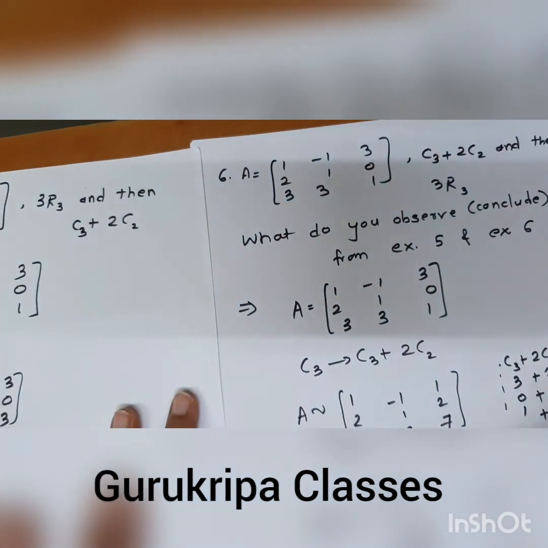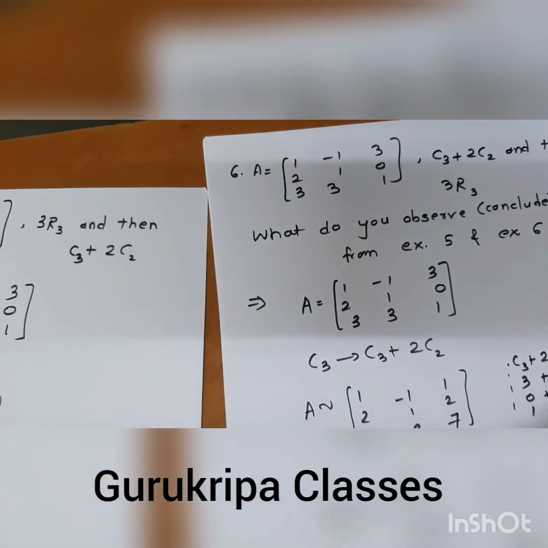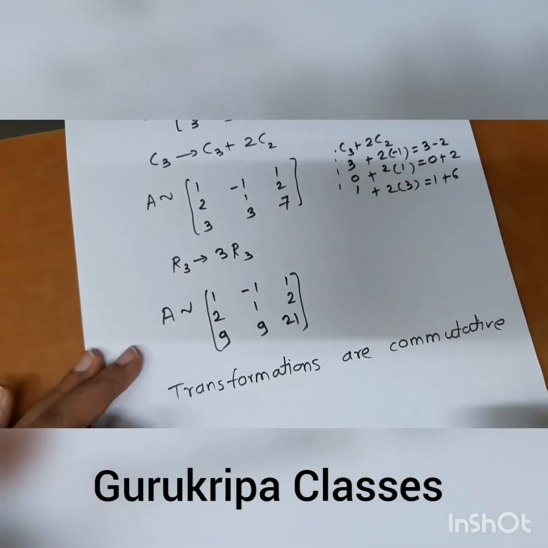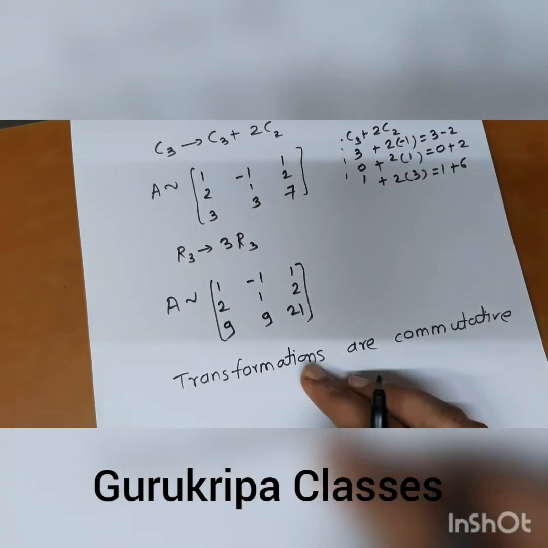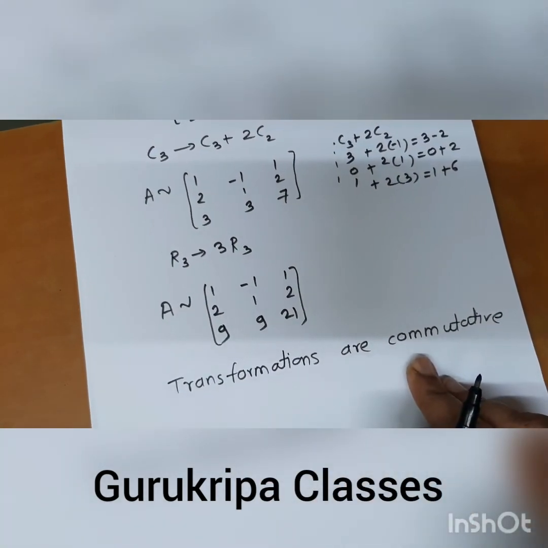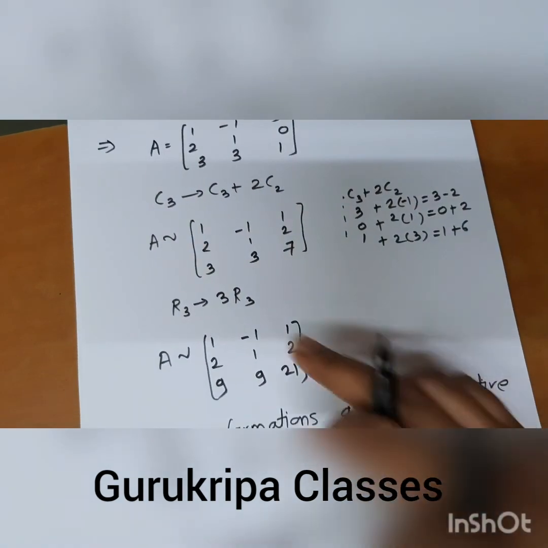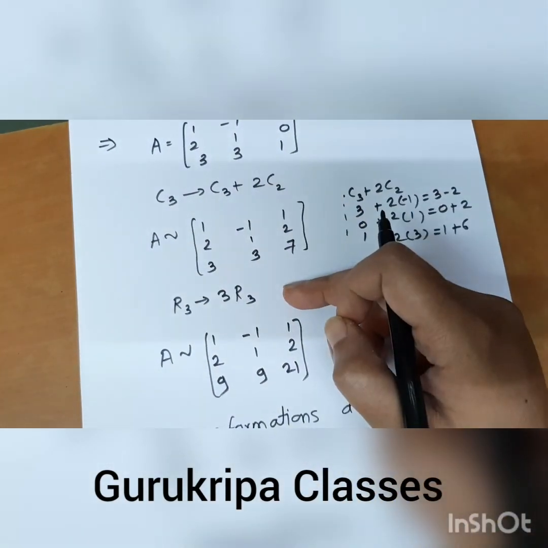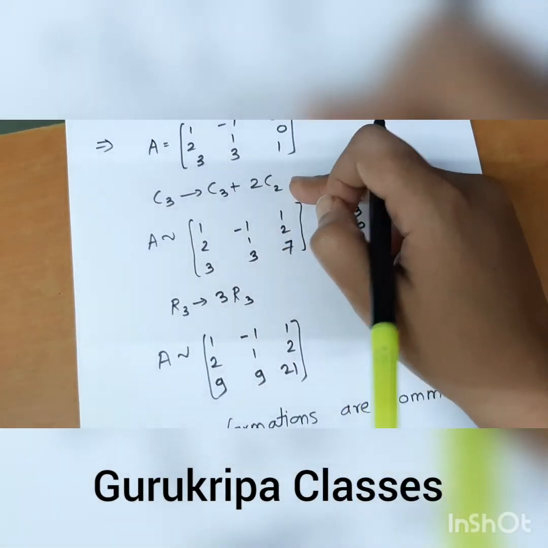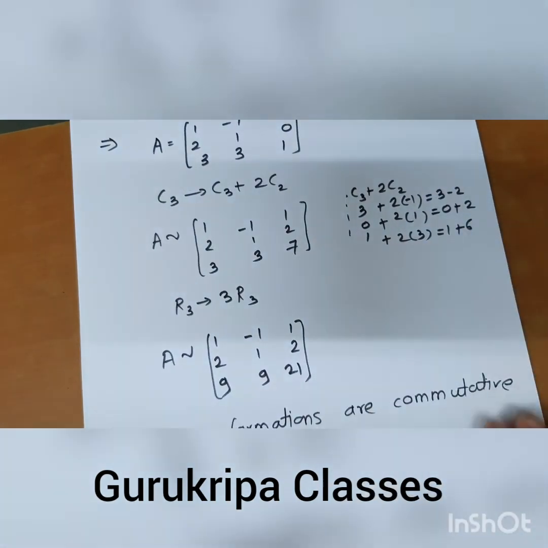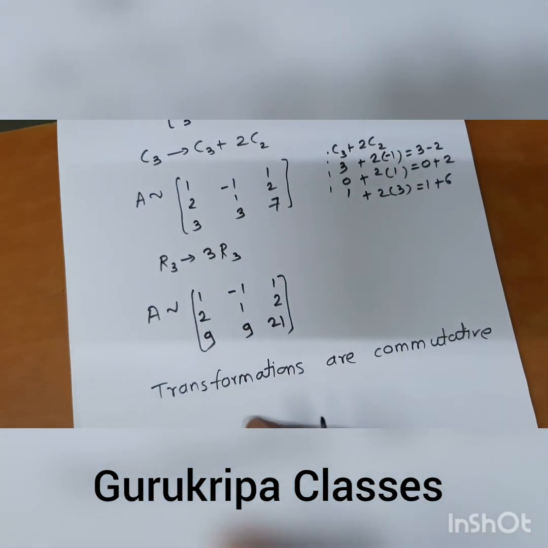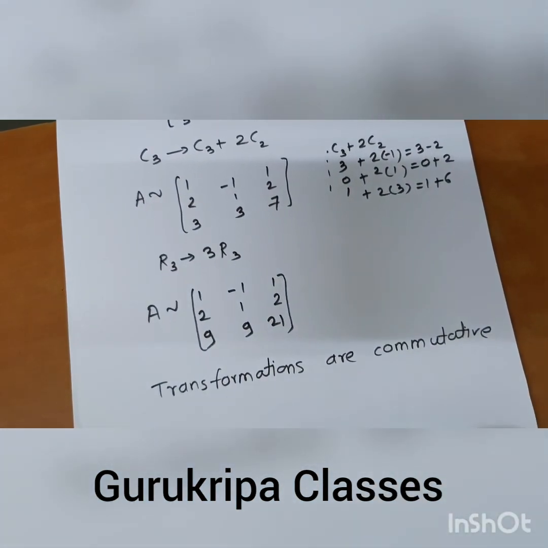So what can we write in the last? In the last I can write: transformations are commutative. Commutative means what? We can apply this first and then this, or we can apply this first and then this. Your answer will remain the same. That means transformations are commutative.